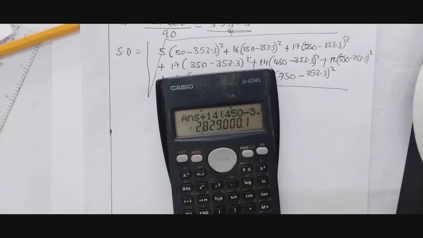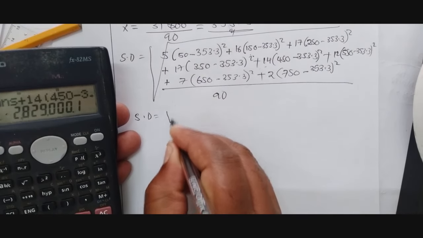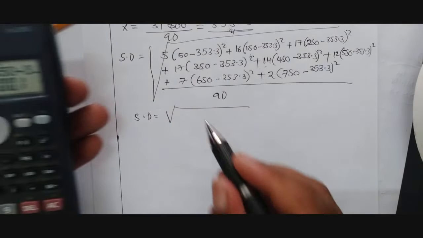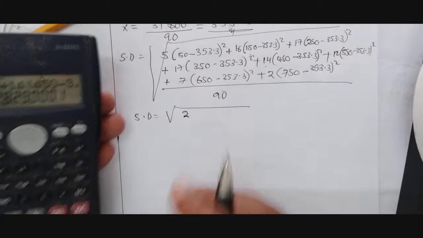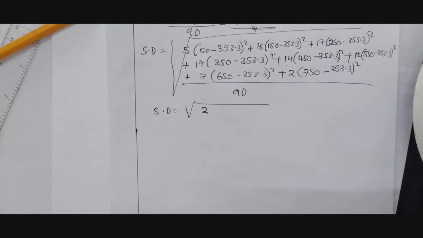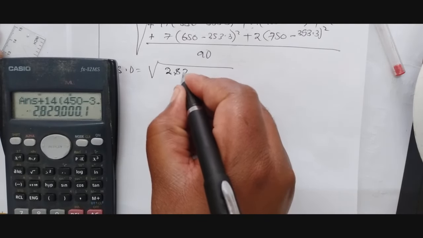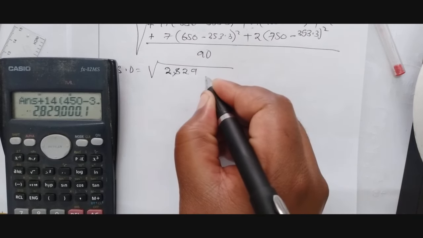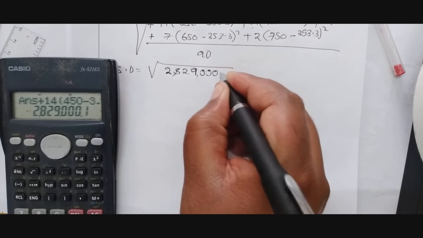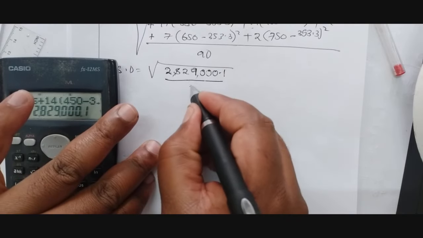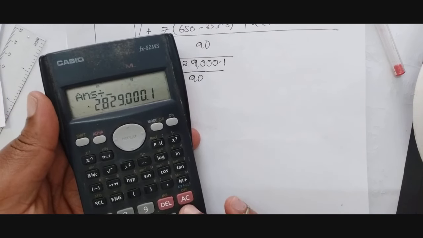So when you work out everything here, you have your standard deviation being equal to 228. Okay, so I've got 28, 29, 0.1 divided by 90. So what you can do in an exam, you don't need to start writing a lot of things. You just say divided by 90.